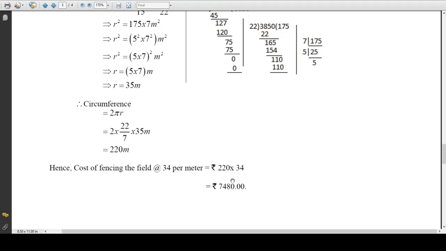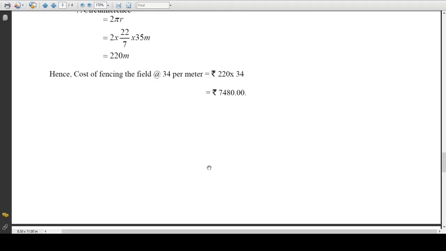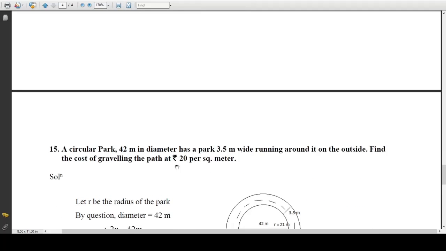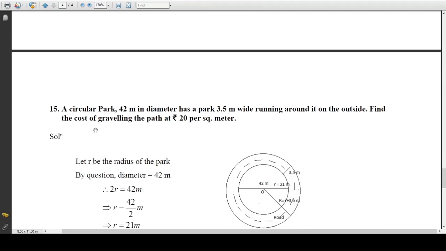Okay, is this clear to you? Now we'll move to the next problem, number 15. A circular park 42 meter in diameter has a path 3.5 meter wide running around it on the outside. Find the cost of graveling the path at 20 per meter square. Okay, this is also the same problem as we have discussed earlier.